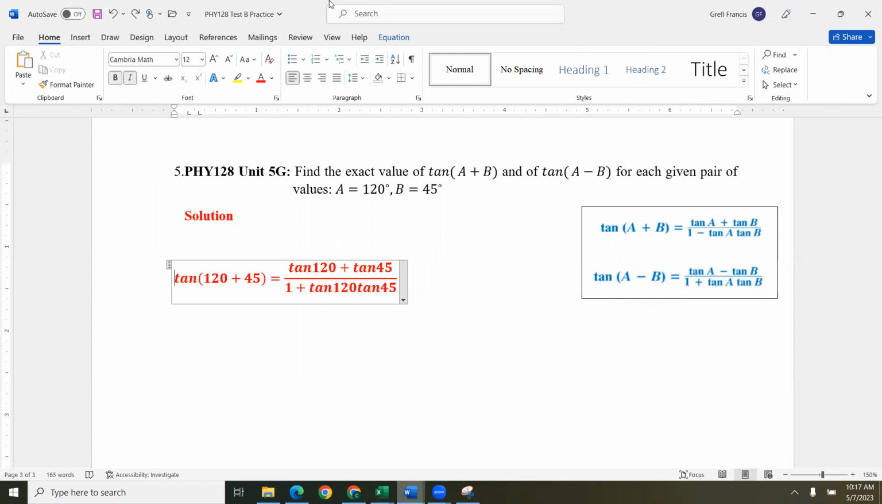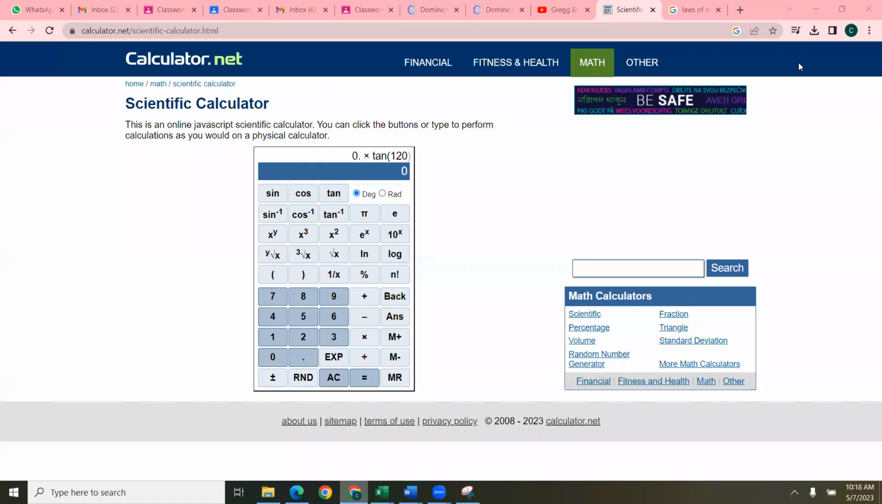So what is tan of 120? Tan of 120 is 0. Oh, no, sorry. That's 0 times tan of 120. Tan of 120. But we can find the exact value thereof. Let us do that. If we notice, tan of 120 is negative of tan of 60.